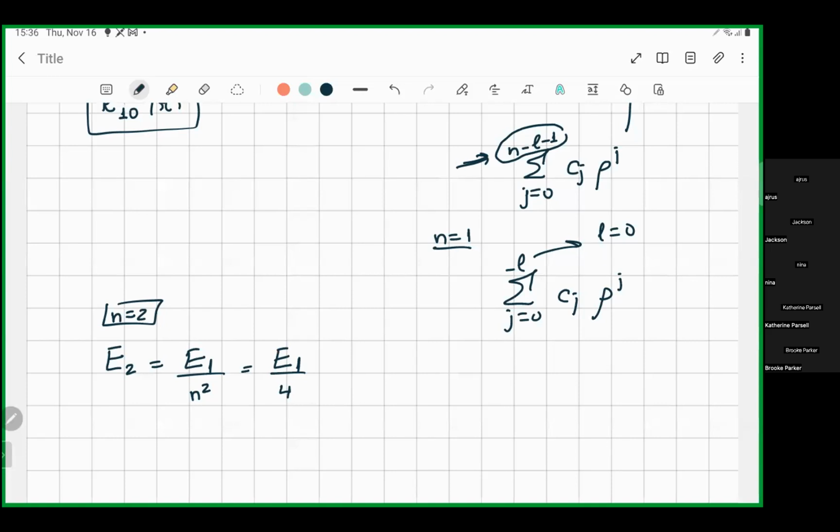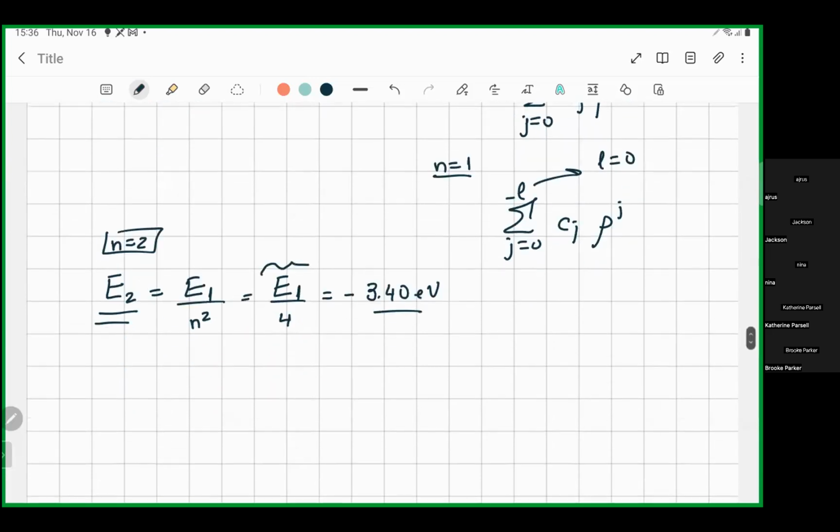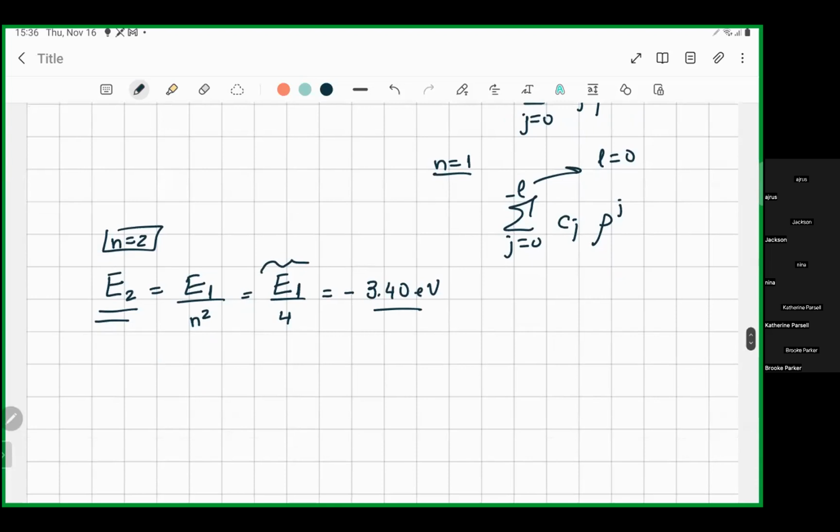So remember what E1 was? The ground state, minus 13.6. So the first excited state is minus 3.40 eV. What we want to find now is the solution, the eigenfunction for this first excited state.